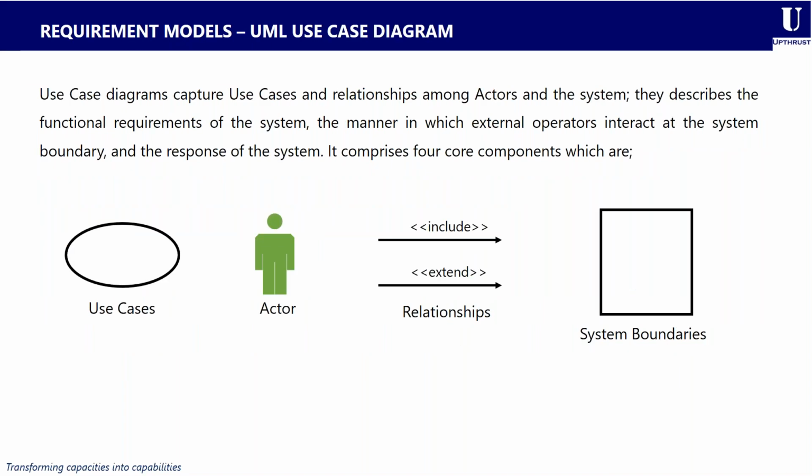So let's look at your use case diagram. You're looking at the UML use case, which basically helps to capture the use cases and their relationships among actors and the system. They describe the functional requirements of the system and the manner in which the external operators interact at the system boundary, and the response of the system. The UML use case diagram comprises four core components, which are the use cases, the actors, the relationships, and the system boundary.